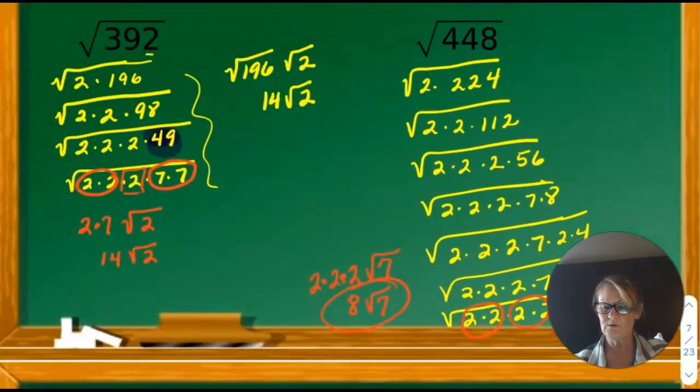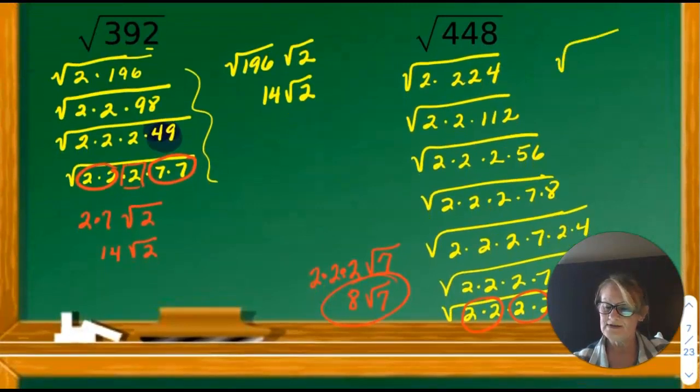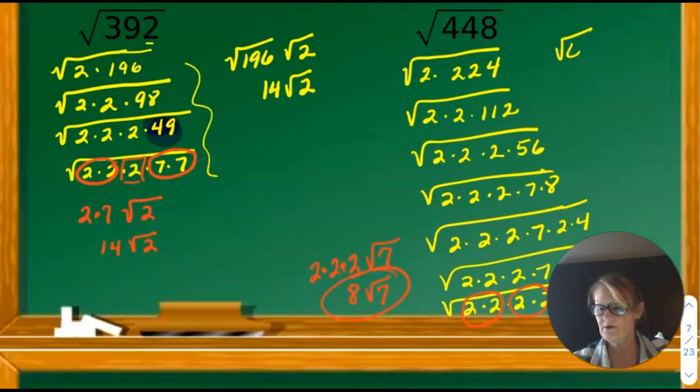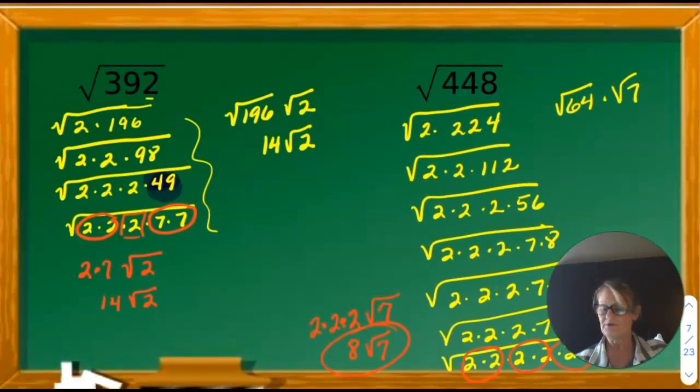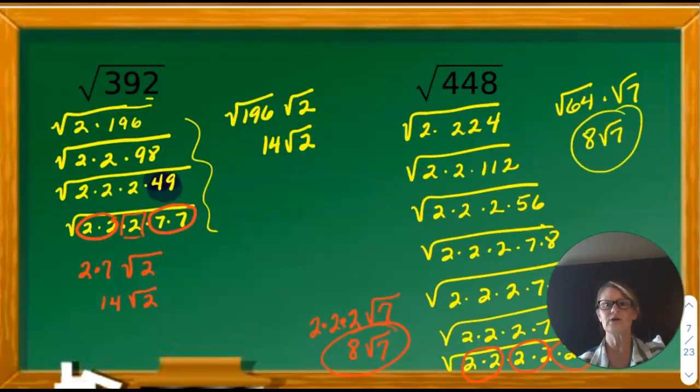448, we said it was 64 times, so I'm going to go ahead and do it the other way like I showed you. 64 times 7. Okay? And again, I always put my square root first, my perfect square first, because when I take the square root of 64, it is 8, and the square root of 7 is what's left over. Okay? Same answer, either way you go about it.